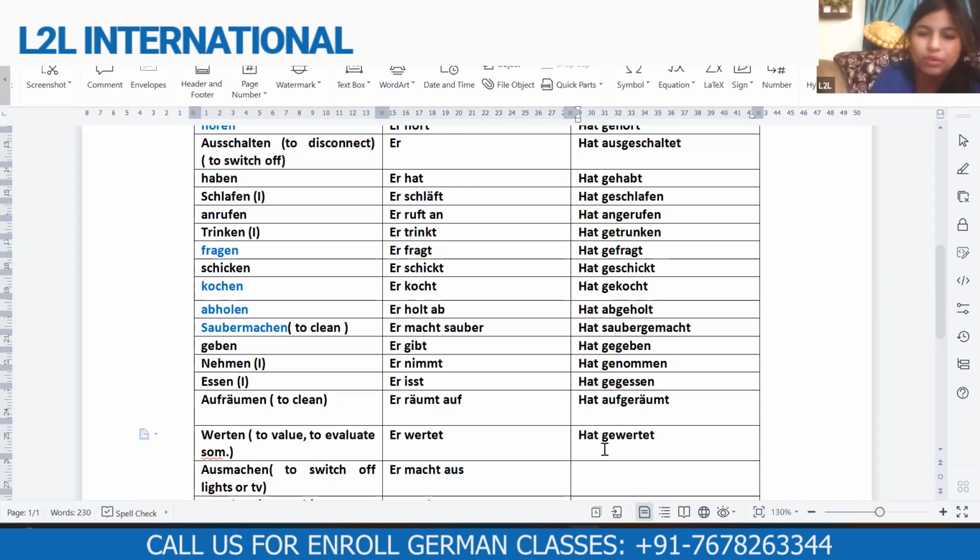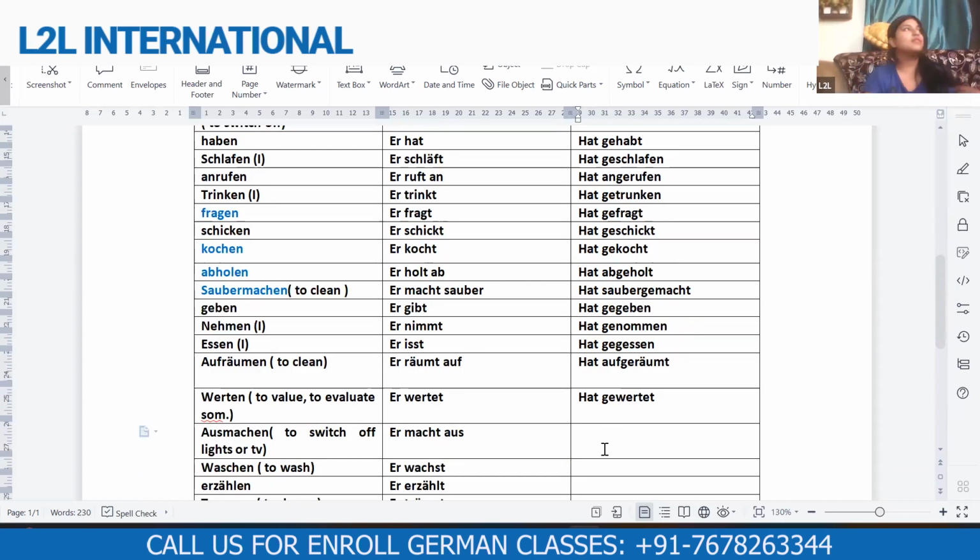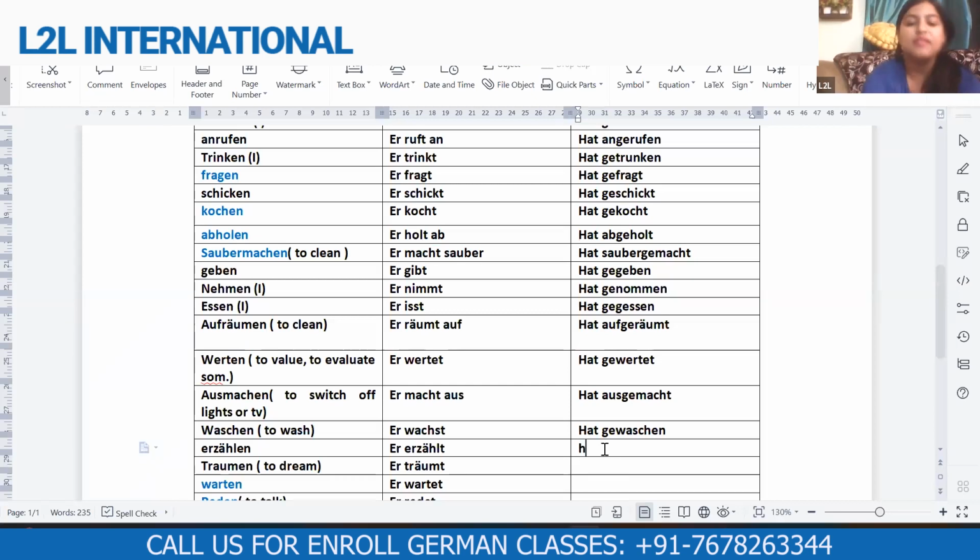Same rule, and then there's the word ausmachen. Anybody who can make me the participle for ausmachen? It's easy. Samriddhi, try. Hat ausgemacht. Richtig. It's a trennbares verb, which means to switch off. Waschen. So hat gewaschen. That's for waschen. Okay, erzählen. Erzählen is hat erzählt. Erzählen means to tell something. Träumen is to dream. So hat geträumt.